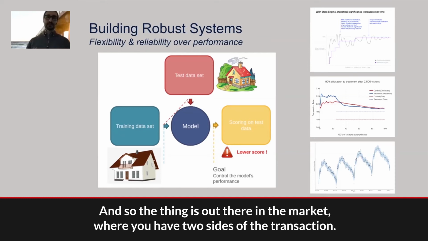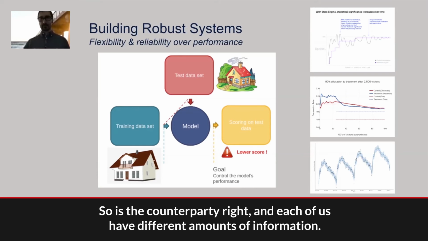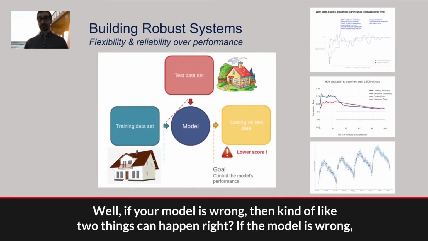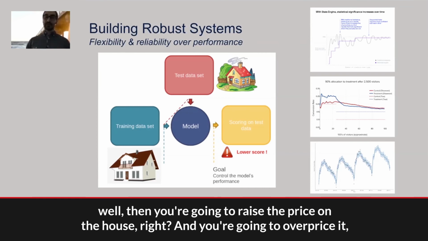The thing is, out there in the market you have two sides to the transaction, and so just as Opendoor is trying to figure out the fair price for a home, so is the counterparty, right? And each of us has different amounts of information. If you're trying to price a house correctly and your model's wrong, then two things can happen, right? If you're mispricing a house by saying it'll sell really, really quickly, well, then you're going to raise the price on the house, right?